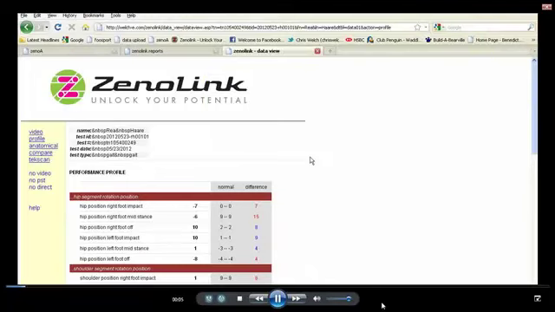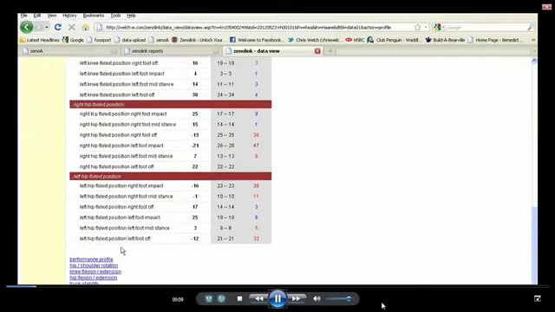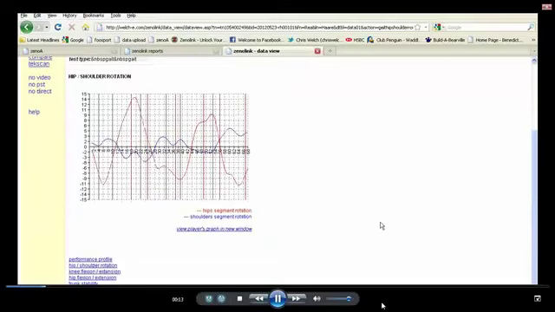This is a ZenoLink data view analysis for rehab. This is for a gait analysis. We'll skip down to hip shoulder rotation, which tells us how effective the patient is counter-torquing. What we're looking for is equal and opposite rotation of the pelvis relative to the upper torso.